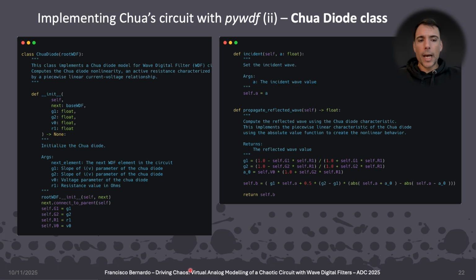Now let's look at the Chua diode class implementation, which, as a nonlinear, non-adaptable node, has to go into the root node. So it inherits from root WDF. Besides the constructor, connection to child nodes and parameter storage, what's really important is how the conversion between wave digital and Kirchhoff domain happens. And this is where it happens, and it's also where the piecewise linear function is implemented in the reflected wave member.